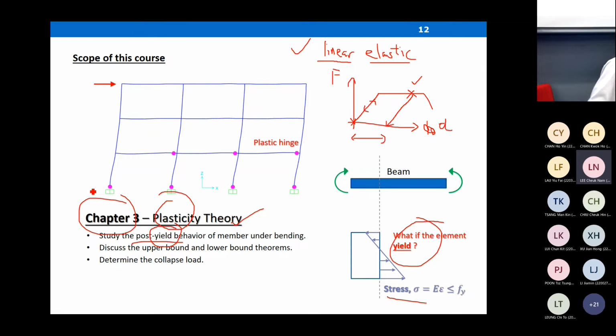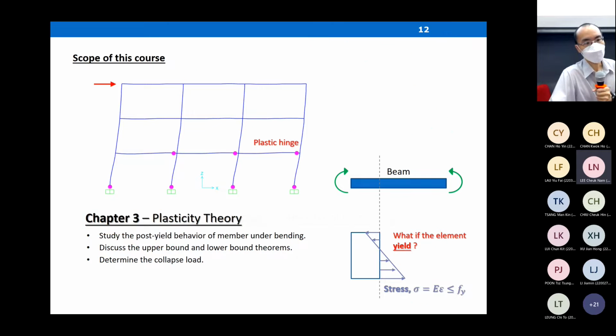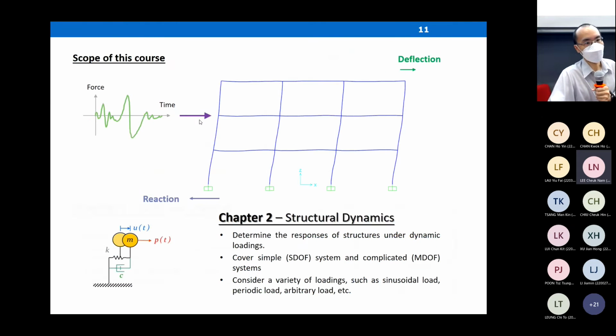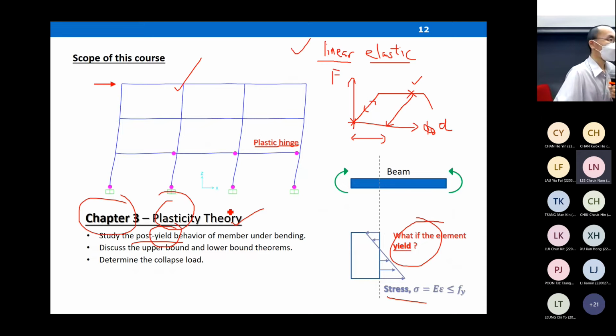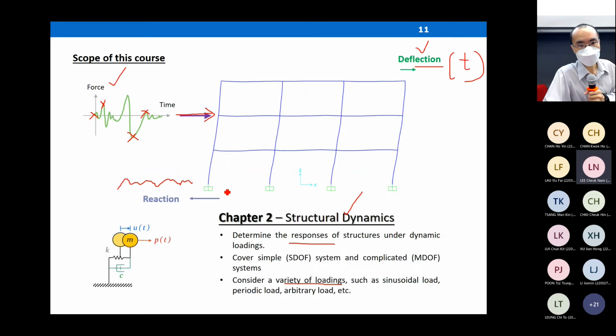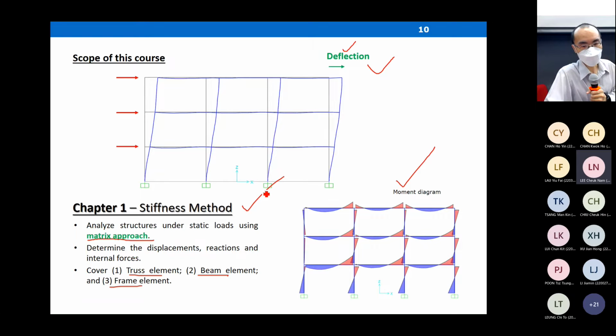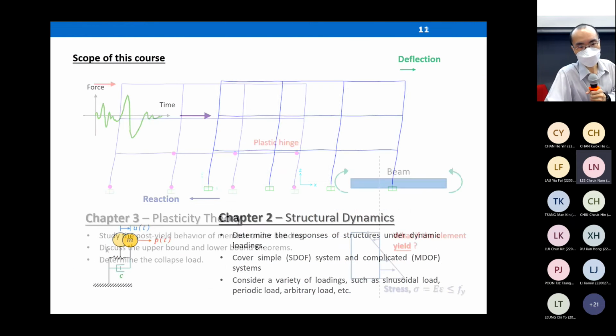Then you will probably see a term called plastic hinge. I will explain what a plastic hinge is later in chapter 3, don't worry. By the way, this picture is generated using SAP2000. SAP2000 is a very general software which can help you to handle static, dynamic, and also yielding behavior. We will answer this question in chapter 3, yielding. These are all the things that we're going to cover in this module. I hope these three slides give you some preliminary idea of what you will learn in the matrix method, dynamics, and plastic theory.